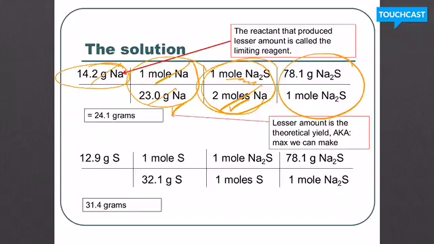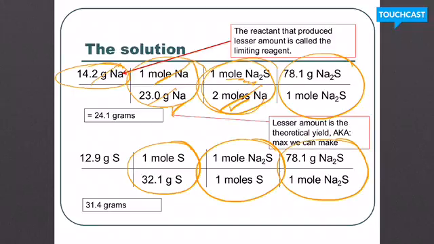Now look at the second example here with sulfur. This is the molar mass of sulfur, this is the coefficients from the balanced reaction, and this right here is the molar mass of the Na2S. And yes, you have 2 answers, right? But which one is the maximum that you can make? The maximum that you can make is the lesser amount, this one right here, 24.1. And so if this is the maximum we can make, it is called the theoretical yield. Now remember, the reactant that made the theoretical yield must have run out. So that means that sodium is technically the reactant that ran out. It's called the limiting reagent.